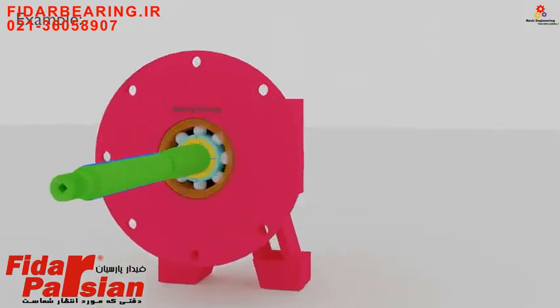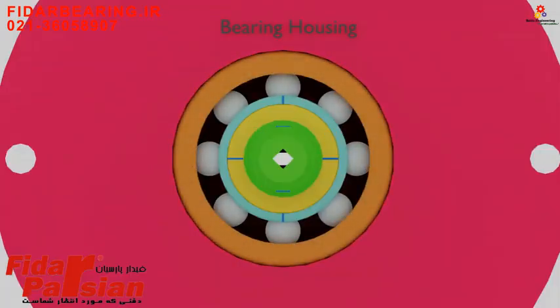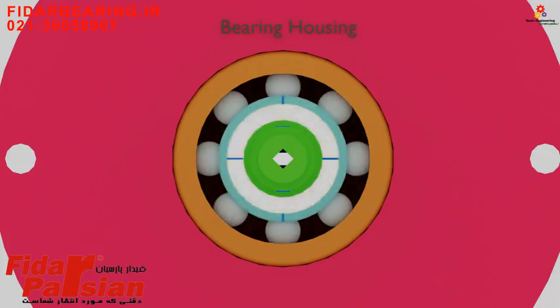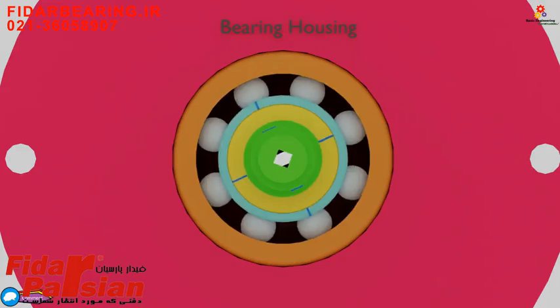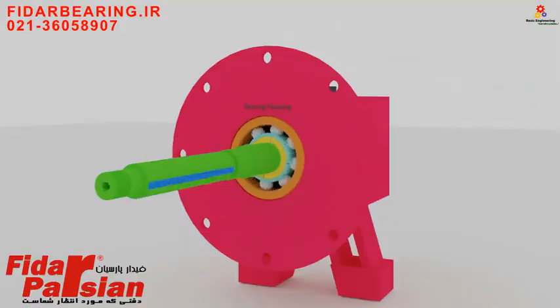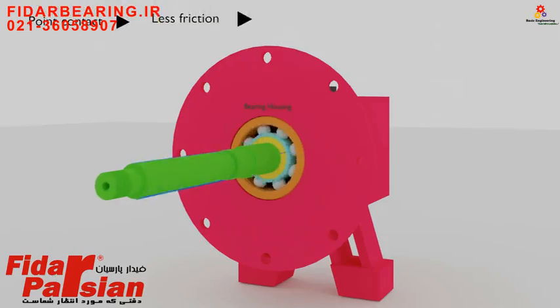Generally, the outer race is fixed in the bearing housing and the inner race is fixed on the shaft. As the shaft has power and rotational movement, it causes the balls to rotate in the races. Due to the use of balls, we have a point contact between races and balls, which results in reducing the friction. The ball bearing has point contact with the races.